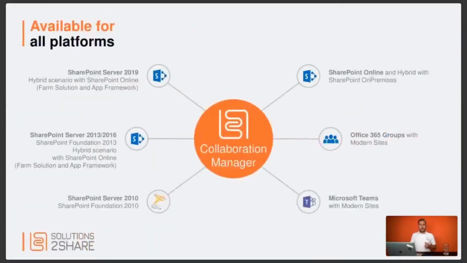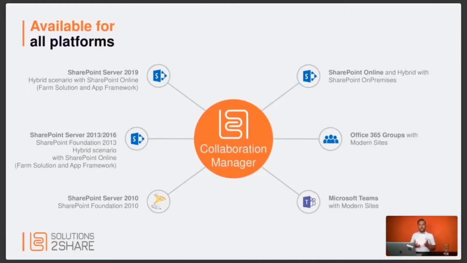What is special for our tool? The Collaboration Manager is not only a solution for one platform, for example, SharePoint 2019. The Collaboration Manager is a software solution which provides provisioning and templating for all platforms which exist in the actual Microsoft environment. So we started with SharePoint 2010. If you want to use it right now, you need a special support contract with us, but it works like in SharePoint 2013, 2016, and 2019.